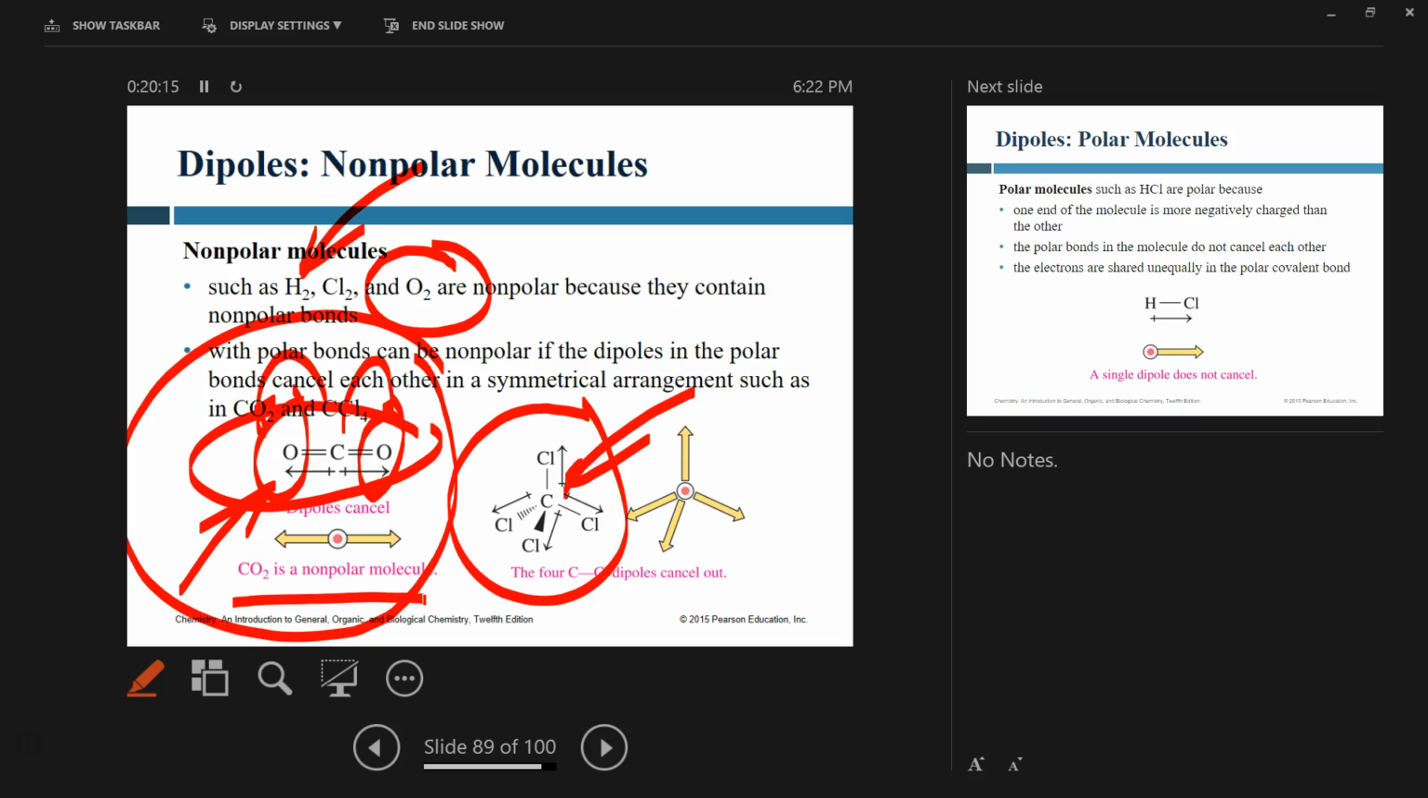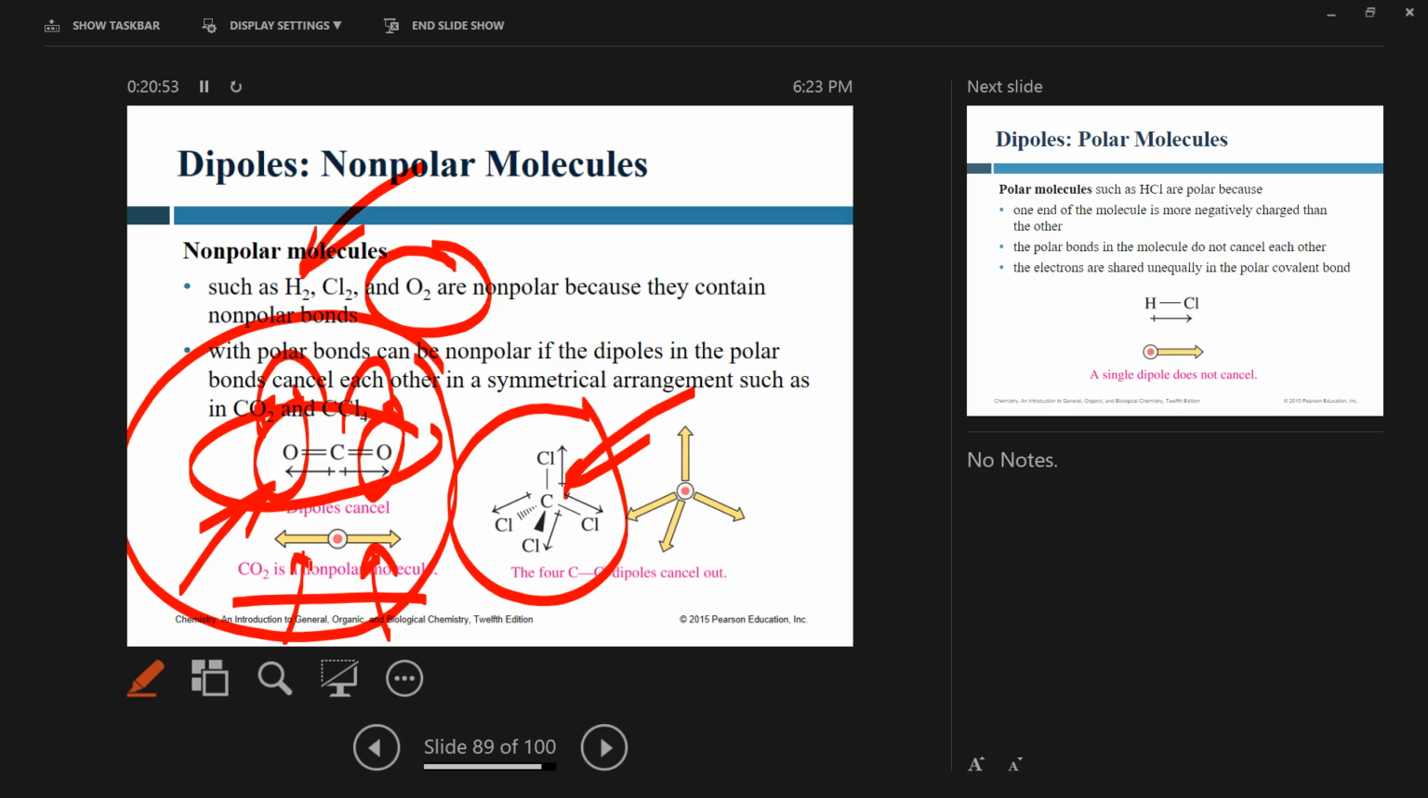Do you understand what I just said? Now I'm giving you a second just to think. So despite the fact that each bond is polar, the whole molecule is not. Because the pulling forces, we call them dipoles, the pulling forces that oxygens exert on carbon, cancel each other. Does that make sense to you?